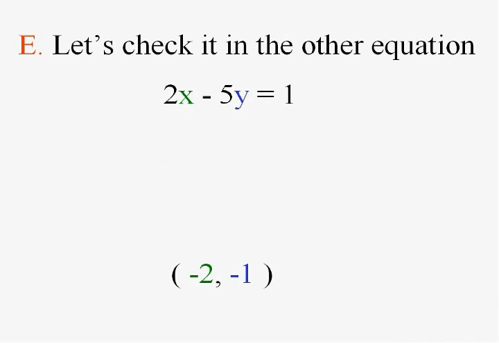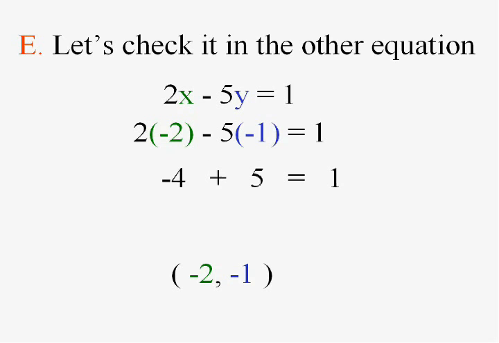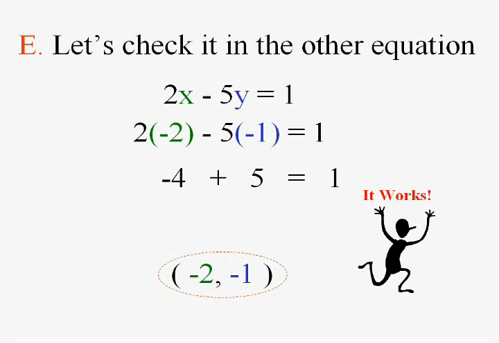Let me plug it back into the equation that I didn't check it in. Always do that, just to make sure that it works in both, because if it doesn't work in both, it's not the real solution, is it? Put a negative 2 in for x and a negative 1 in for y. Let's see what we get. Negative 4 and a positive 5, and son of a gun, that does equal 1, so it works in both equations. So I found the solution to the system, without graphing, mind you, and it's exact.